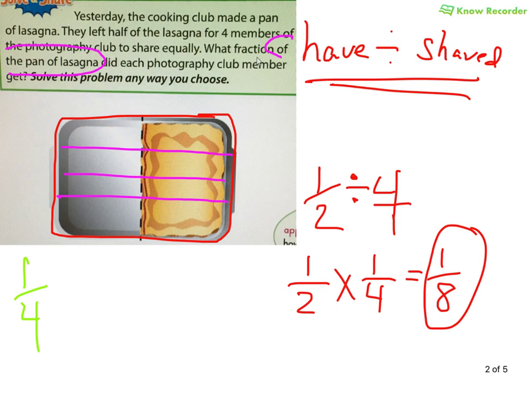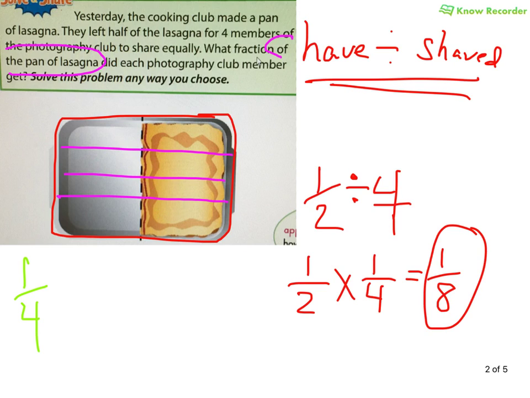If I was thinking about this, 4 over 1, that's saying, hey, I have 4 pieces out of whatever's left. Okay? That's where that 4 over 1 comes from, because I'm doing 4 people, so I need 4 pieces.